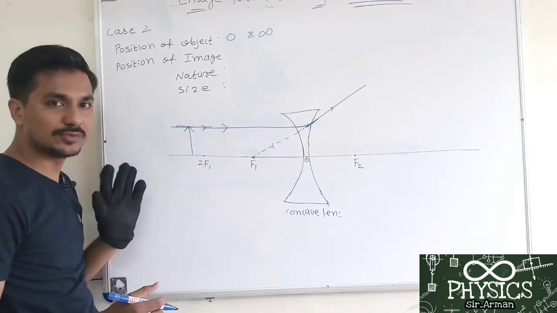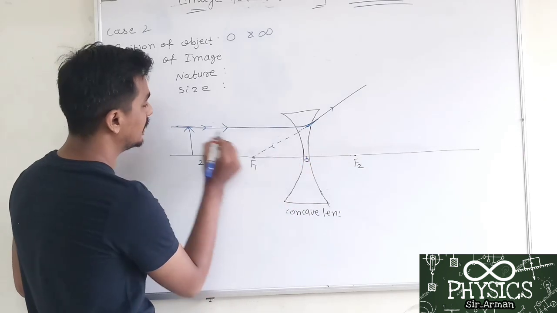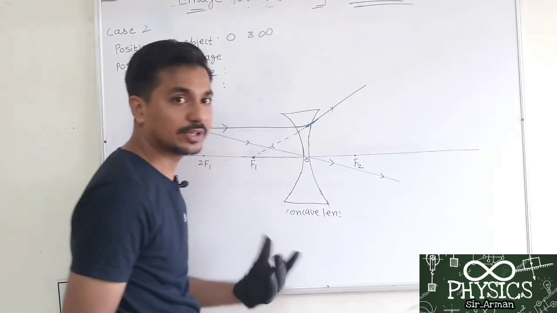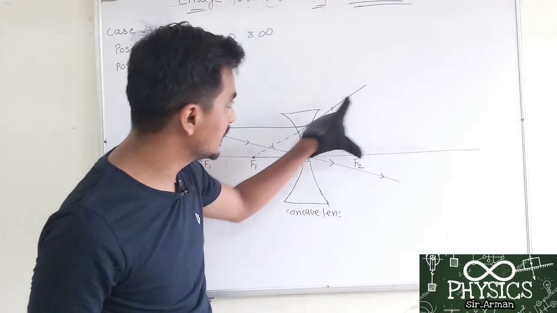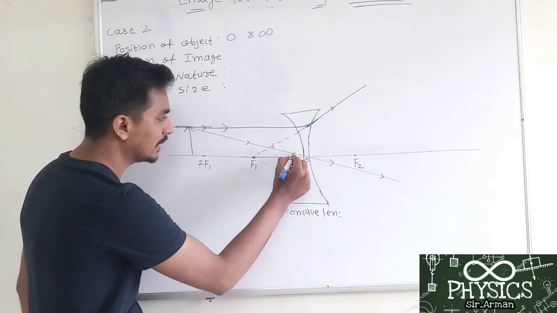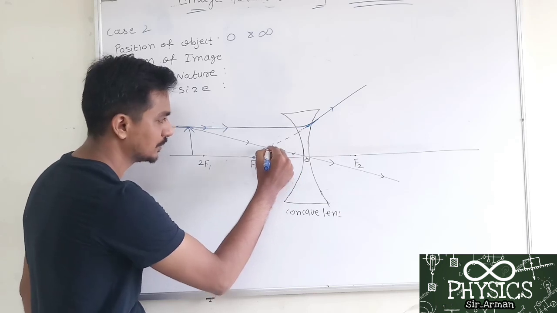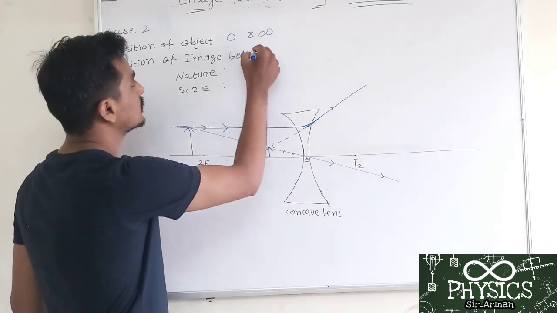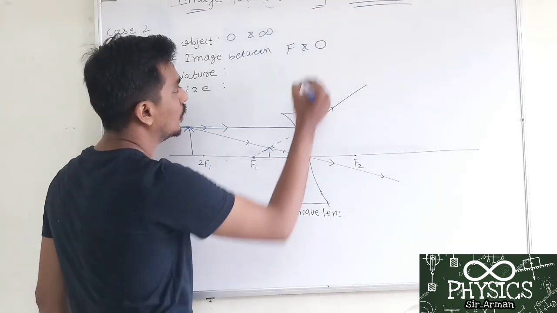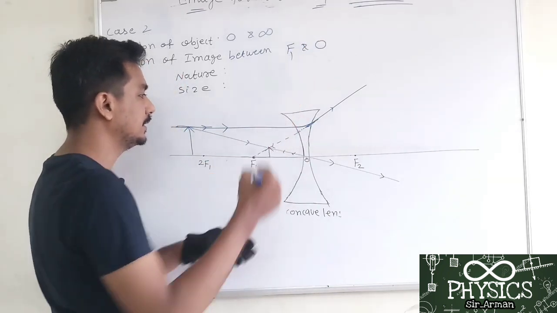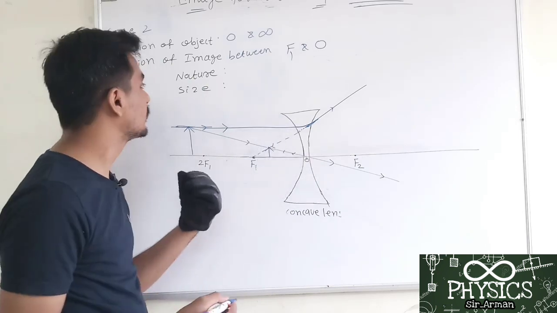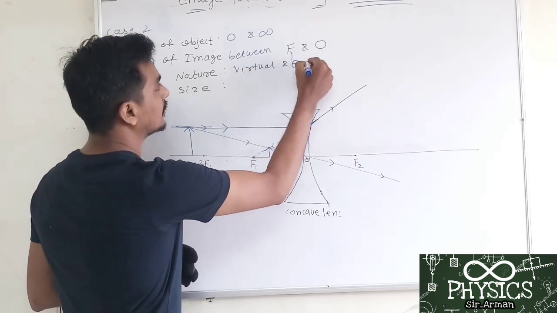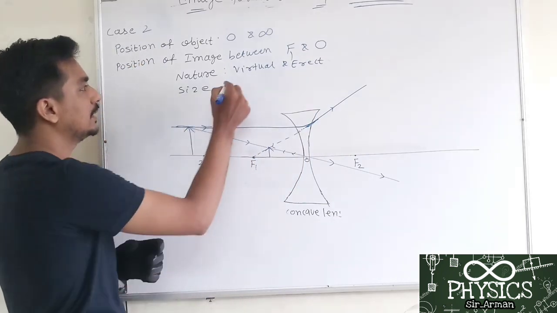Now we consider another ray, this ray which is passing through the optical center, then after refraction it will go without deviation. Again these two rays are divergent rays. Now if we trace them back, we will get the image at this position. So where are we getting the image? Between F and O, that is between focus F1 and the optical center on the same side. And what is the nature? Again, on this side, so it is virtual and erect because it is upright. And what is the size? Diminished.